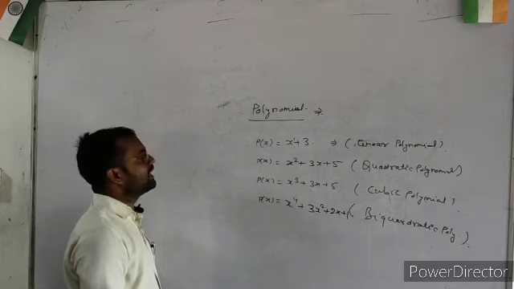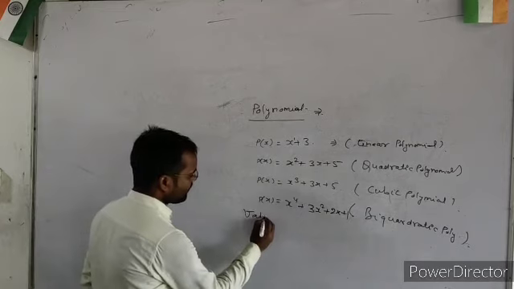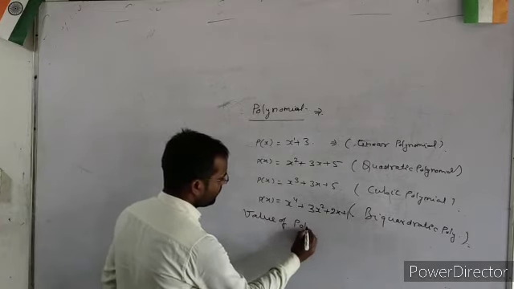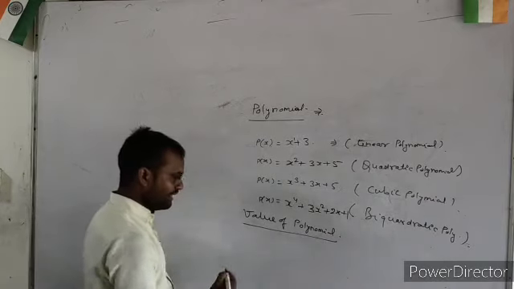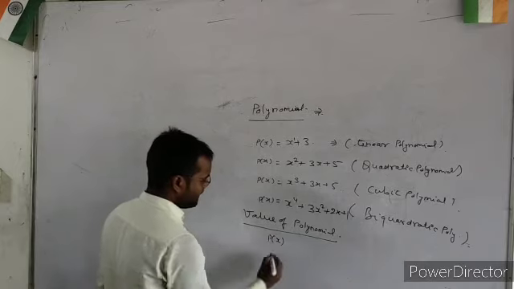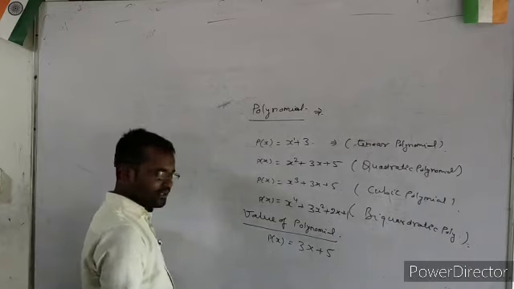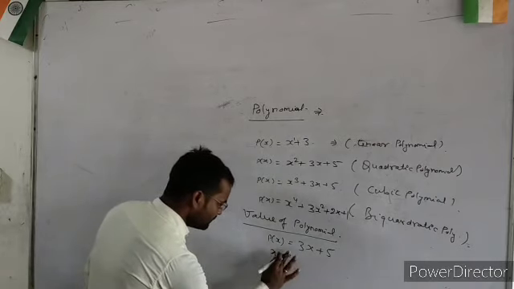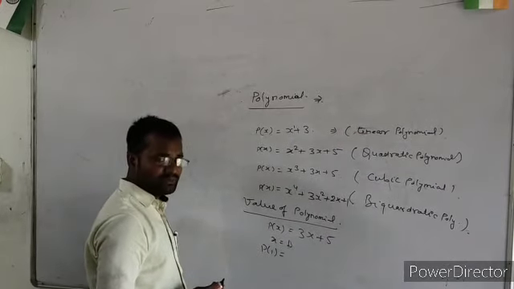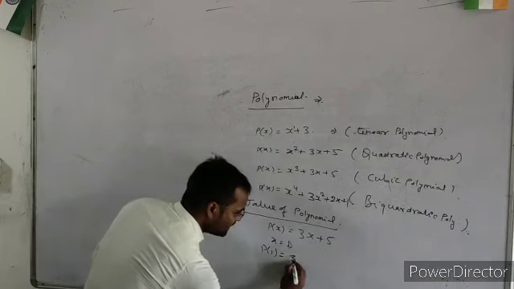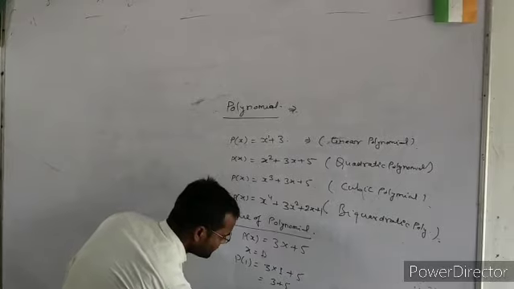Similarly students, now we have to study values of a polynomial. What are we studying? Value of a polynomial. Suppose that any polynomial p(x) is equal to 3x plus 5. Suppose that at x is equal to 1, p(1) is equal to what here? In place of x, we have to substitute 1. Now we see that 3 cross 1 plus 5, that is 3 plus 5, that is 8.